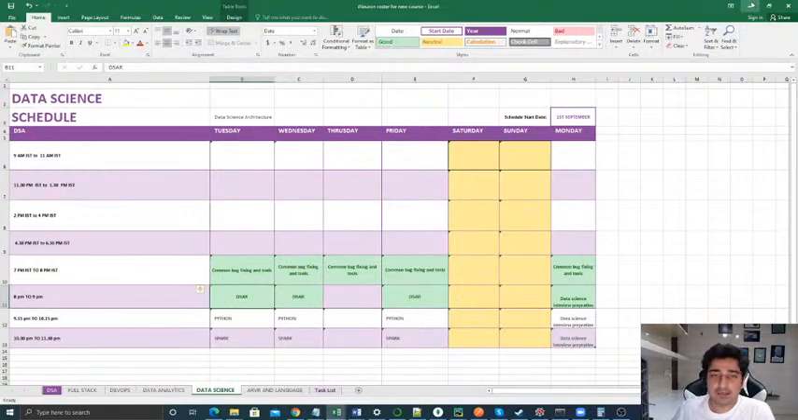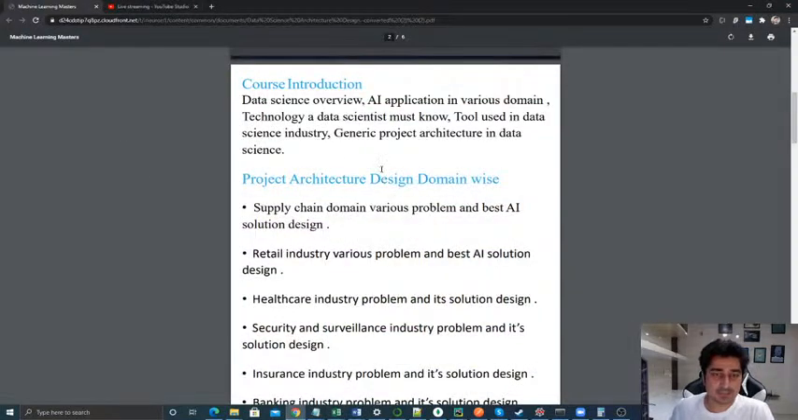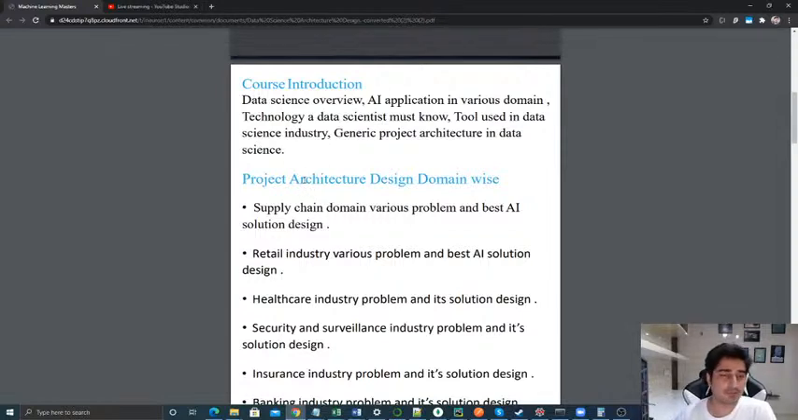So fine guys, first of all let's try to understand the syllabus, what all things we are going to discuss. Syllabus-wise, we have a plan to cover different kinds of domains. First of all, we are going to cover the supply chain domain: how we can implement it, and what kind of machine learning or deep learning project we can implement.